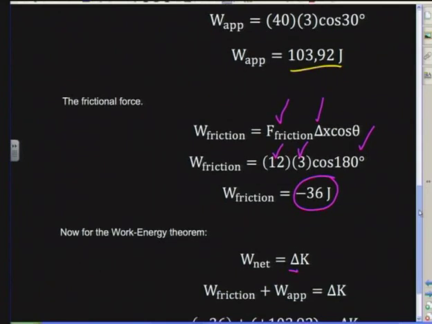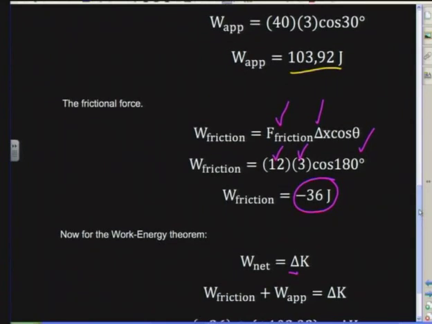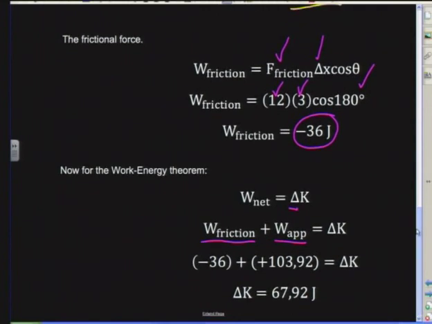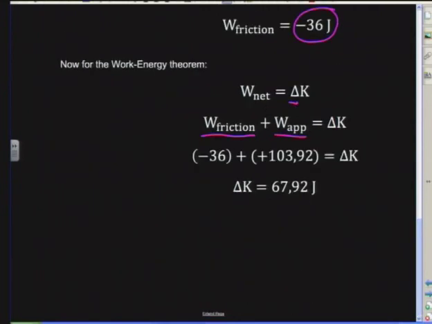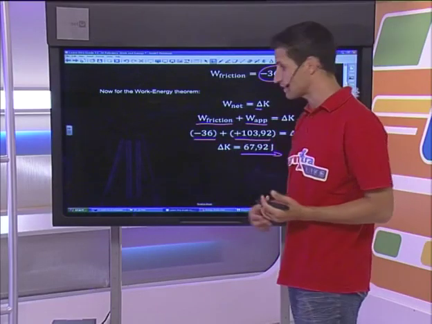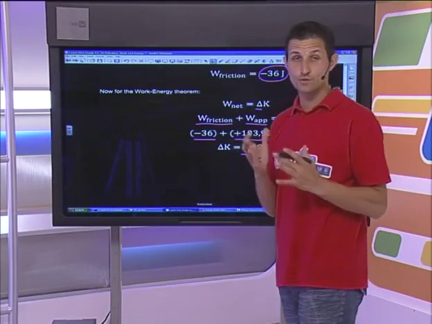So there we go. Work net is equal to my change in kinetic energy. My work on friction, we worked that out earlier. My work done by the applied force, all we need to do is put in those values as positive or negative. The reason that friction was negative was because it took away energy. Work applied added energy to the object, and that was equal to the change in the object's kinetic energy. So that means that the object increased its kinetic energy by 67.92 joules.